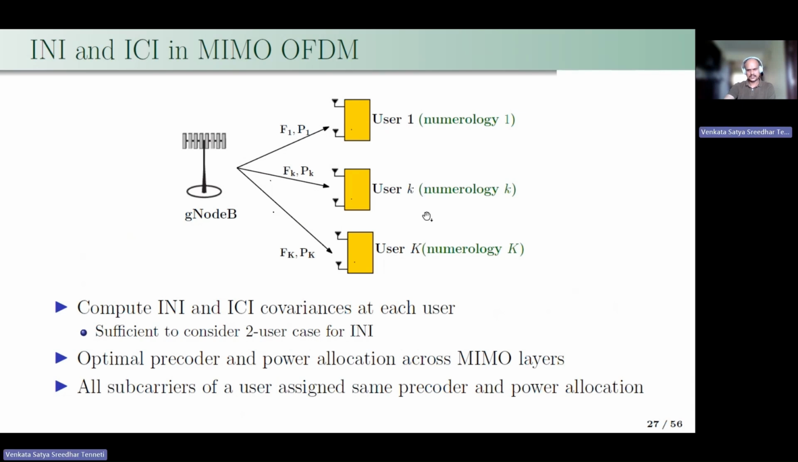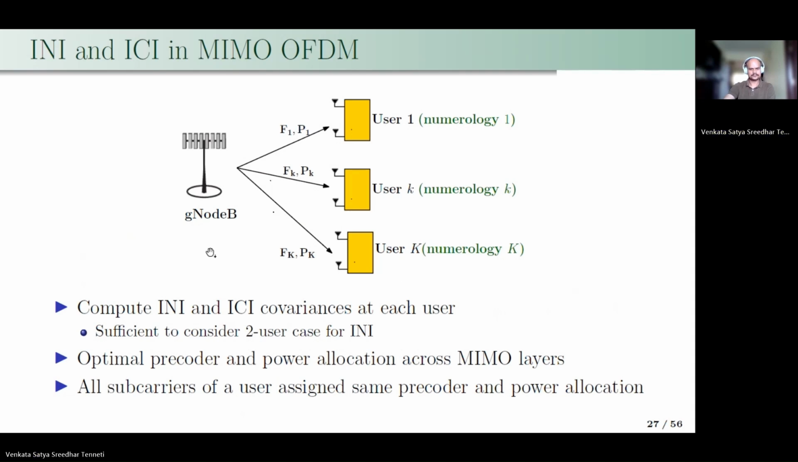The users use different numerologies, thereby they cause INI to each other. So now we are interested in computing the INI and ICI covariances for each user. Once again, it is sufficient to consider the two-user case for INI, and it can be easily generalized to an arbitrary number of users, as we have seen in the SISO case. Later, we'll propose the optimal precoder and power allocation across MIMO layers. Here we'll assume all the subcarriers of a user are assigned the same precoder and the same power allocation matrix.